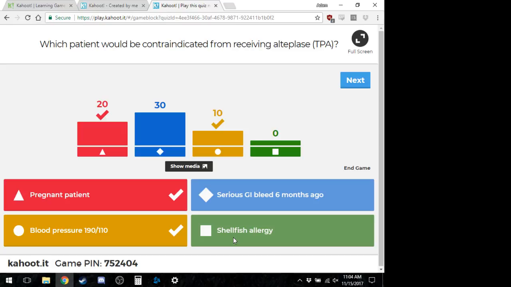Huh? Yeah, that would not be one that's not made from shellfish sources. It's a recombinant sort of TPA, made to look just like a human TPA molecule would. Okay, question? Yeah.